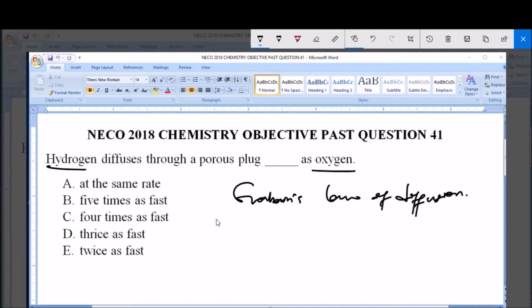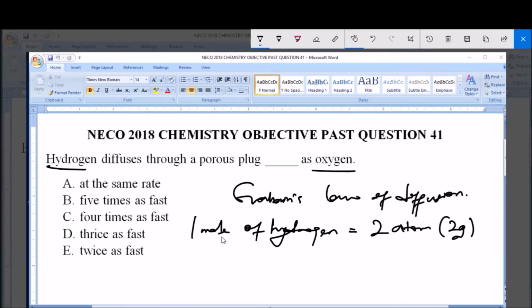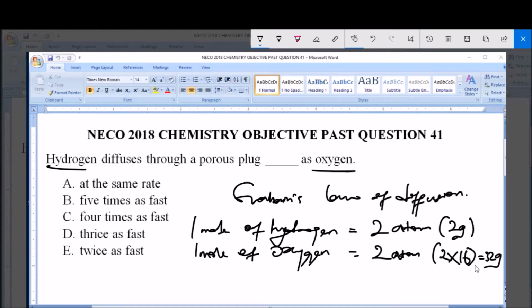Now, 1 mole of hydrogen gas has 2 atoms of hydrogen, so the mass is 2 grams. Then likewise 1 mole of oxygen will carry what? 2 atoms of oxygen. That's to form 1 molecule of oxygen, and that is what? 2 times 16, which is equal to 32 grams.